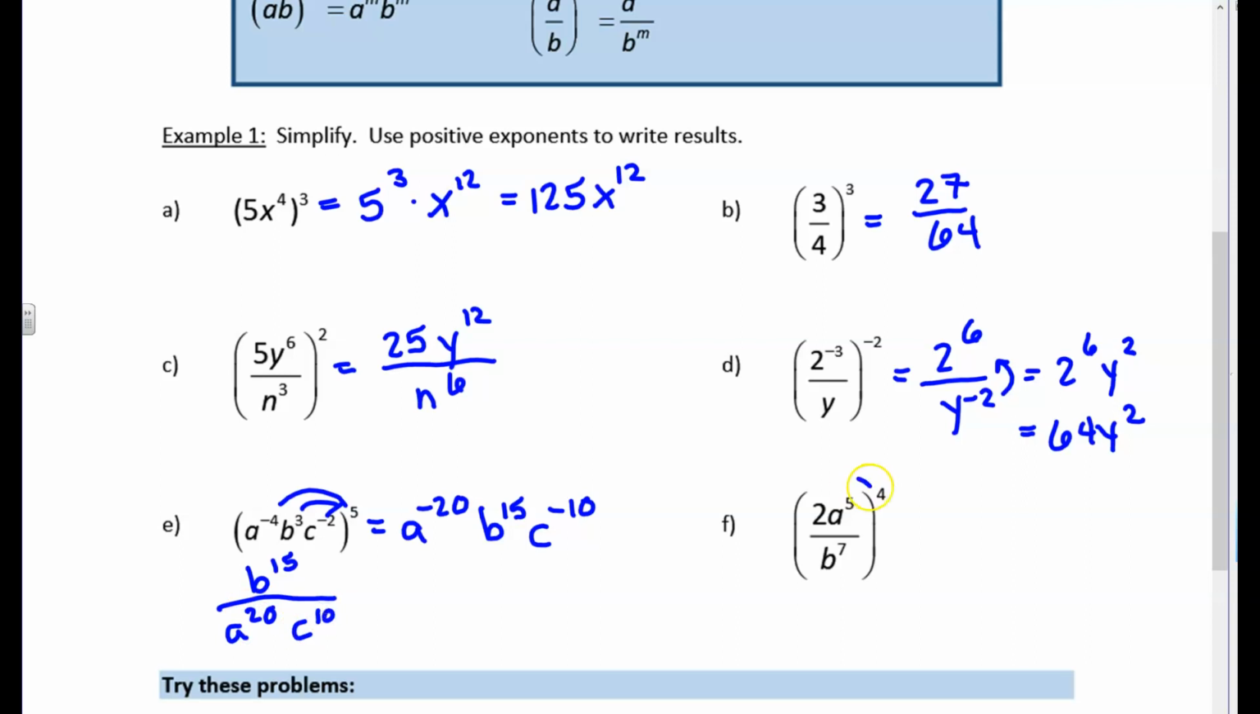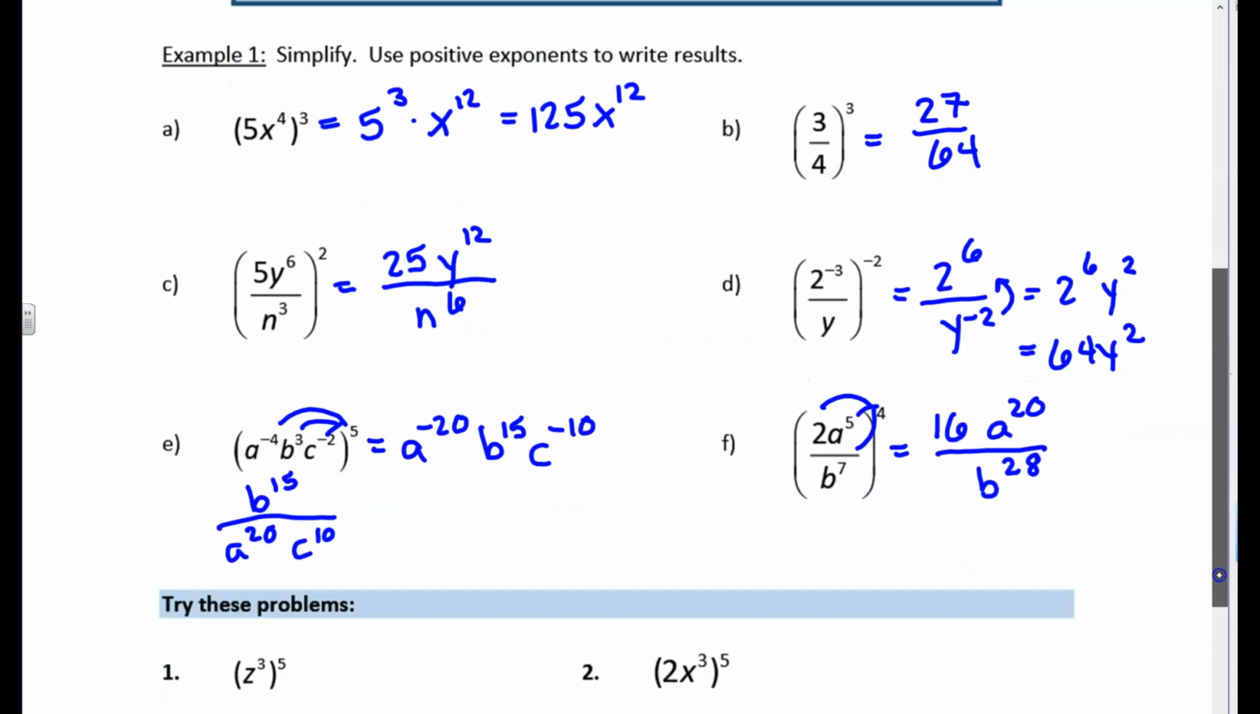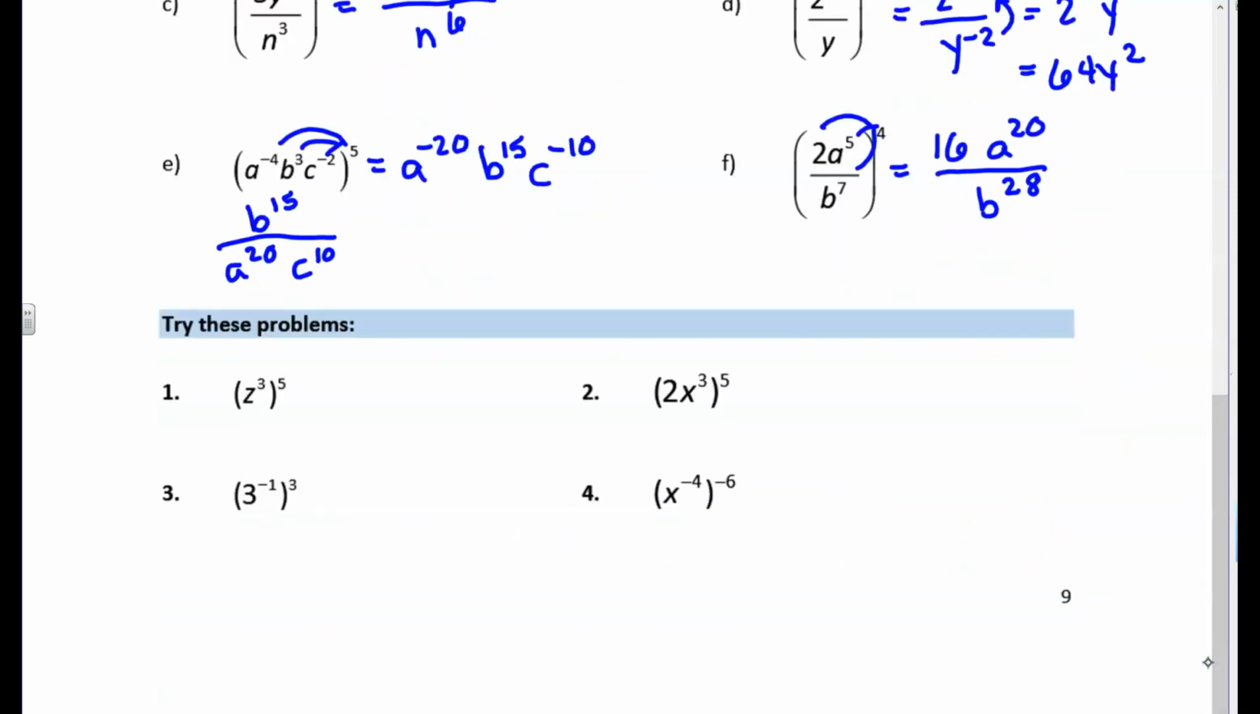Now this fourth power is going to go to all three pieces. Well, 2 to the 4th power is 16. Then I have a to the 5 times 4, which is 20, over b to the 7 times 4, which is b to the 28th. Now I want you guys to try these 4 problems on your own.